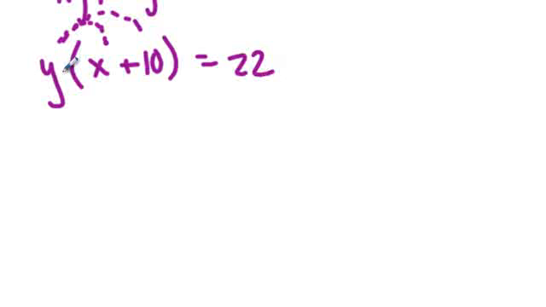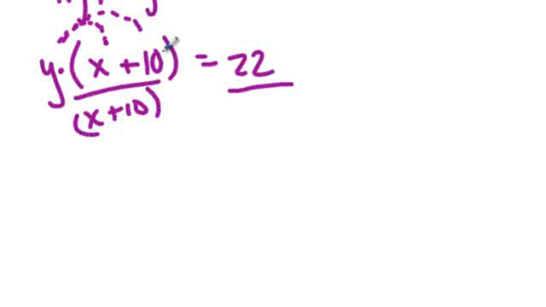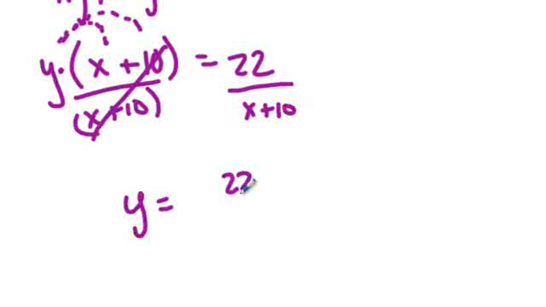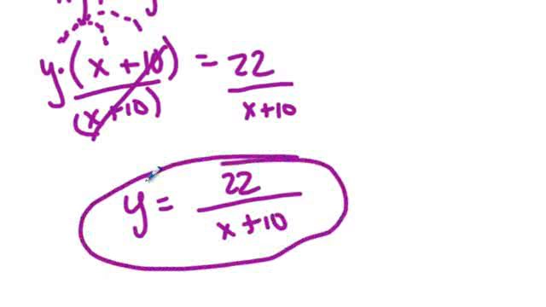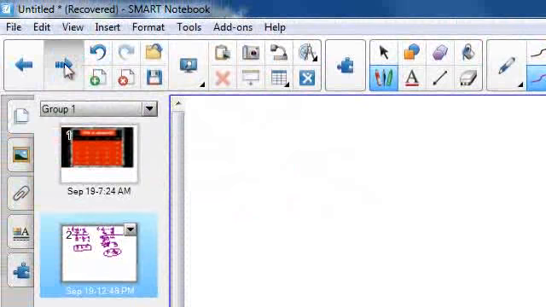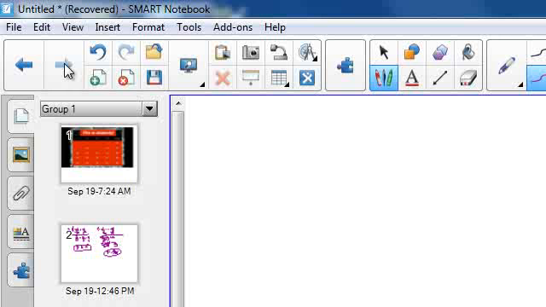All I have left is to recognize that this is a multiplication problem, and so if I divide by x plus 10, something divided by itself is 1, so that's gone. But to do that, I have to do it here as well. So now my answer would be y equals 22 over x plus 10. Okay, so there's two different types. One where there's just one y in the problem, and one where there's multiple y's in the problem. And we have to get them on the same side and factor them out.